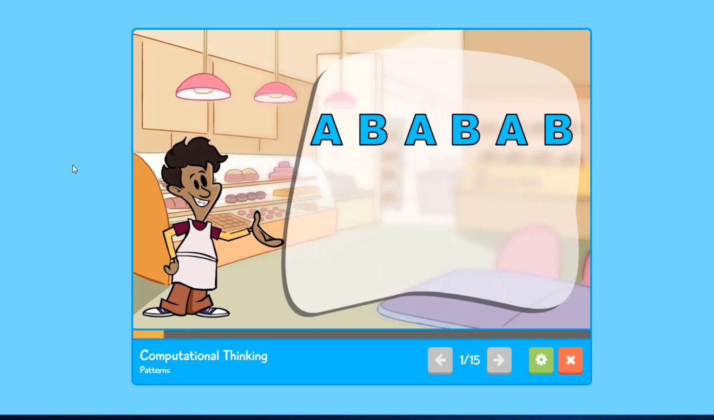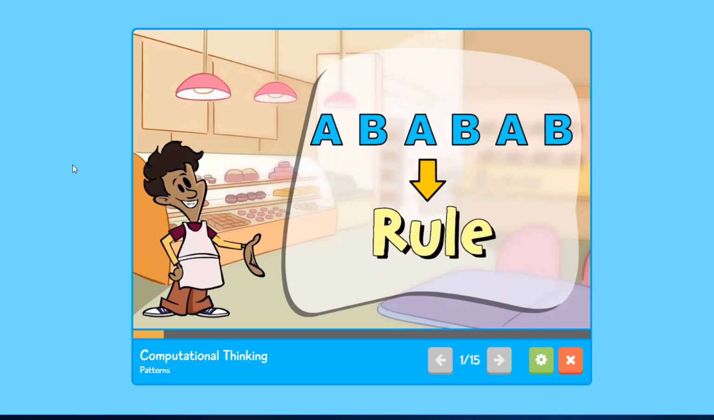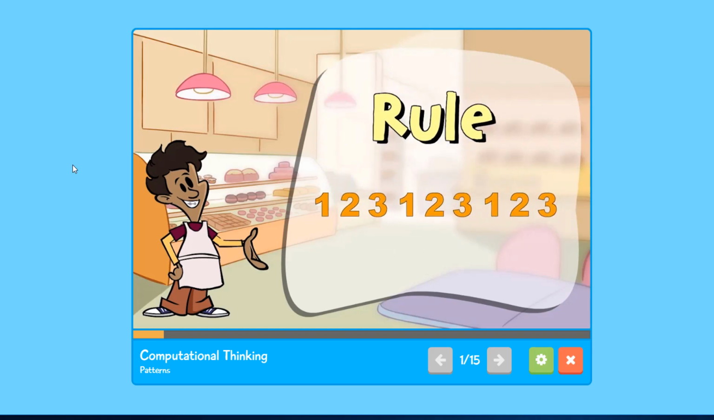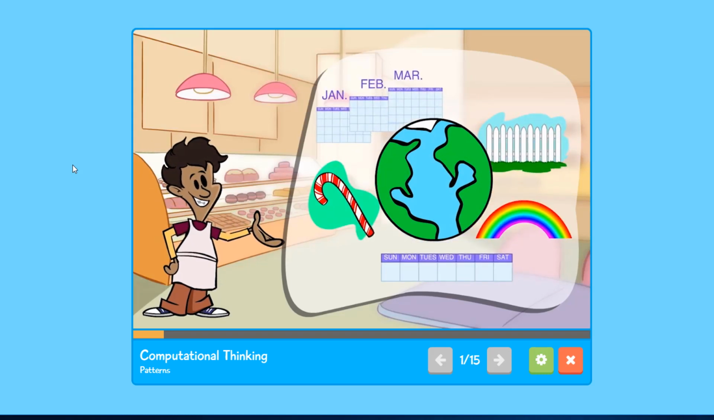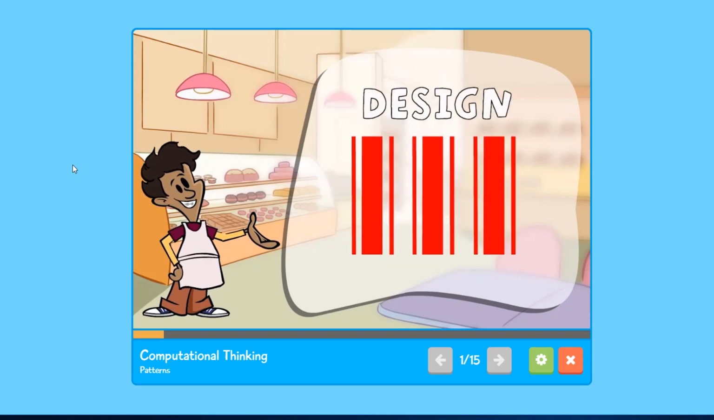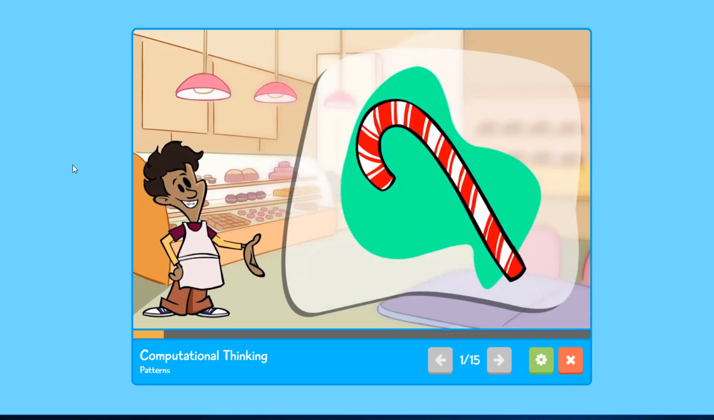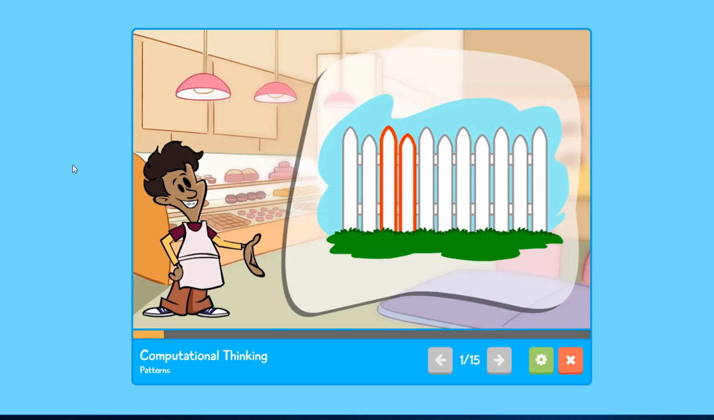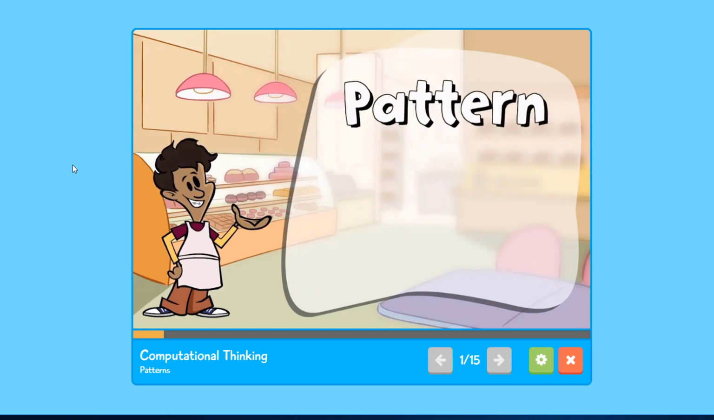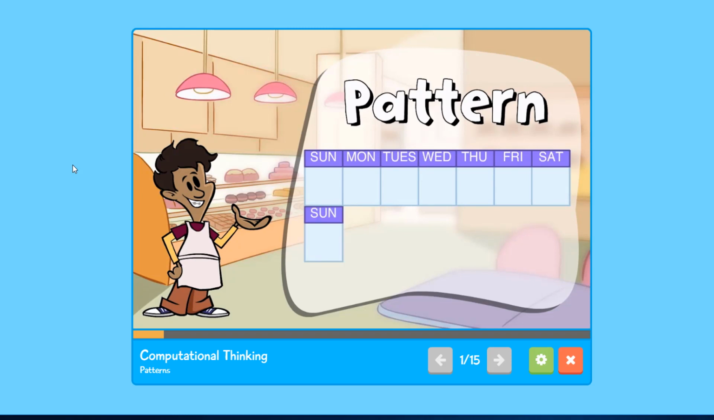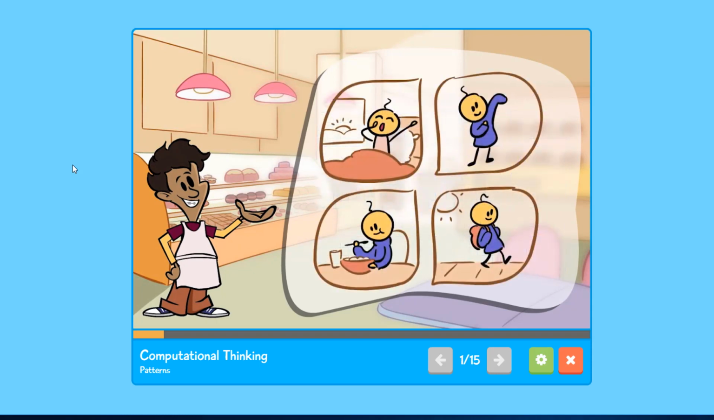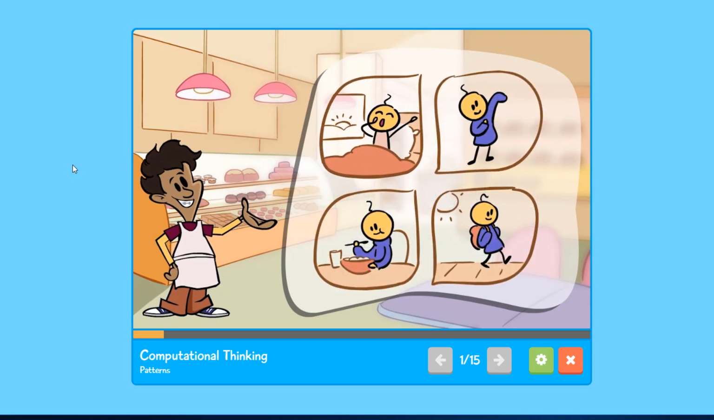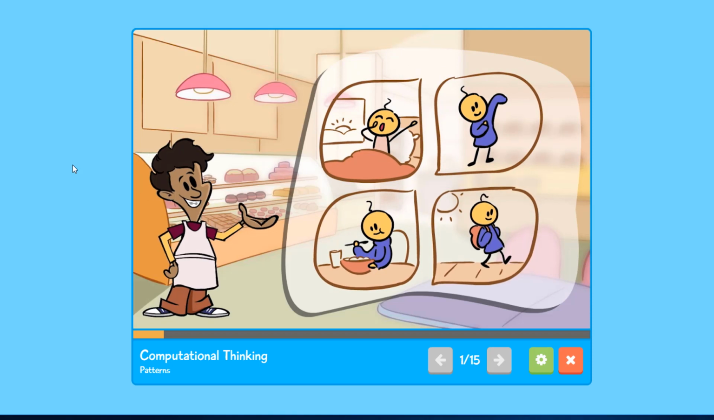The steps that a pattern follows make up that pattern's rule. Patterns can follow any kind of rule, as long as the steps keep repeating. Our world is full of patterns, so you can find patterns all around you. A design that repeats over and over again is a pattern, like the stripes on a candy cane, or the posts on a picket fence. Another kind of pattern is something that happens over and over again in the same order, like the days of the week, or the months of the year, or the things we do in the same order every day. Wake up, get dressed, eat breakfast, go to school. There's a pattern to our daily activities.